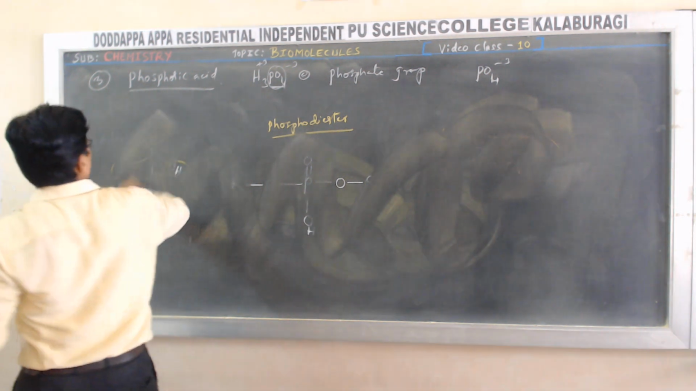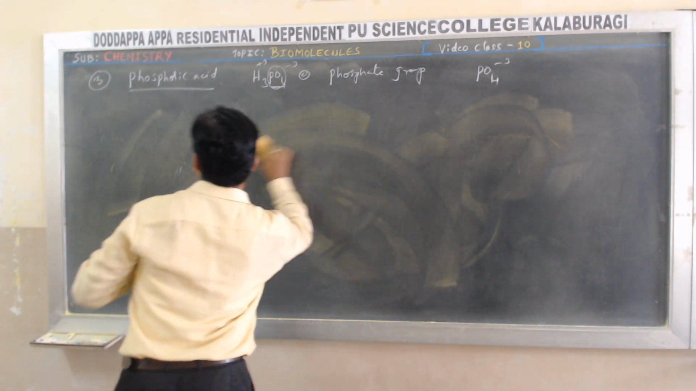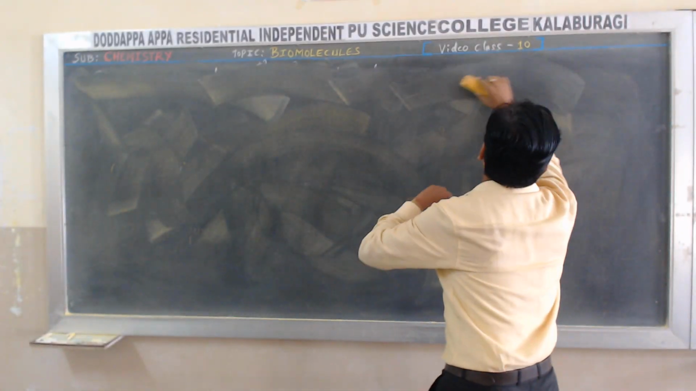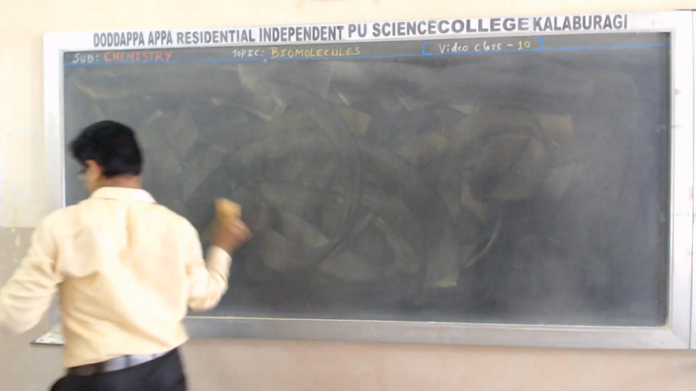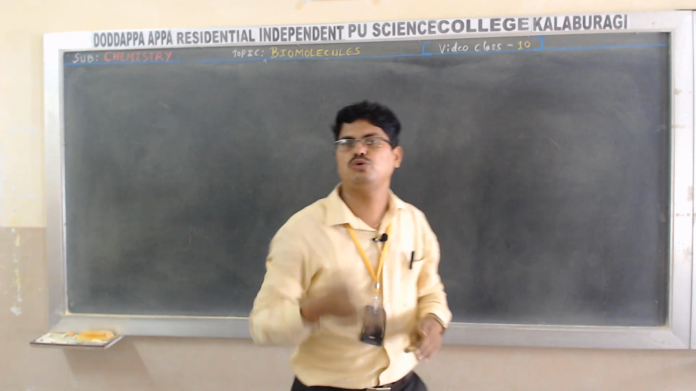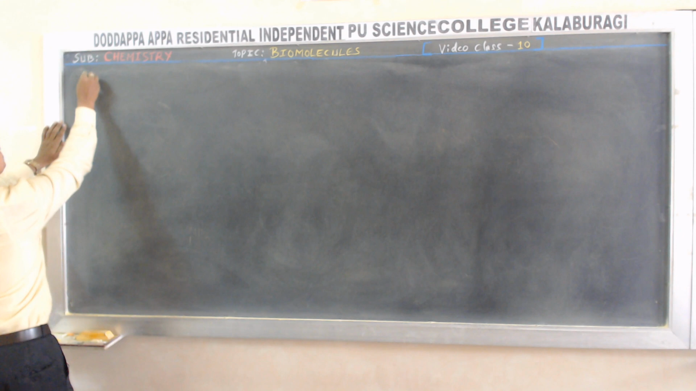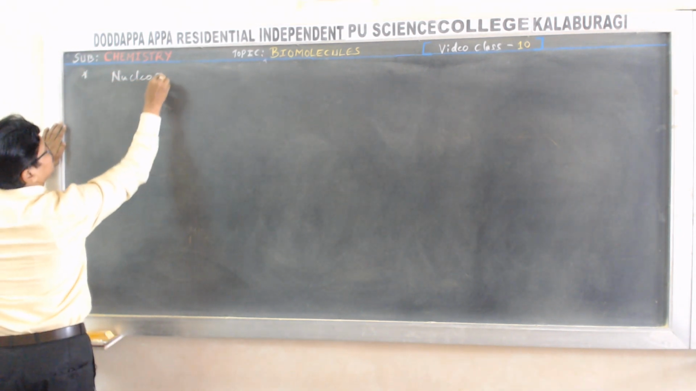Students, this is about the three components of nucleic acids. Now, time to write the structure of nucleoside, nucleotide and dinucleotide. Okay friends, next concept: how to write the structure of nucleoside.